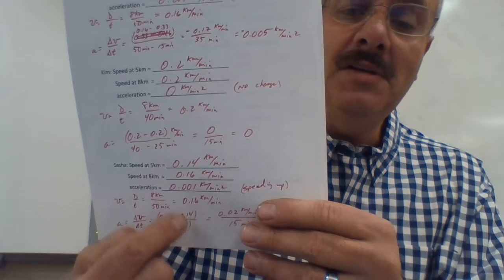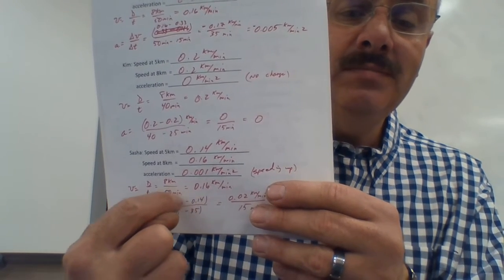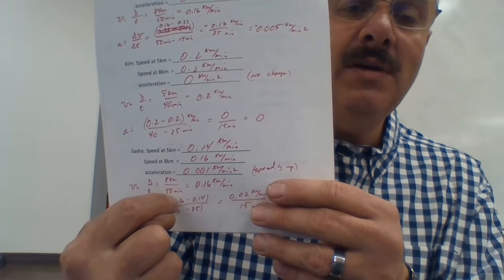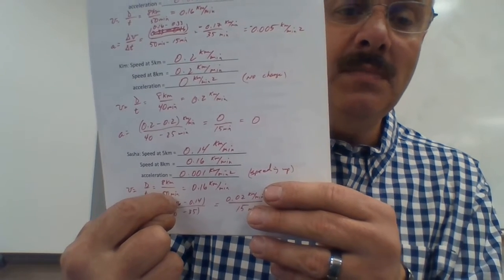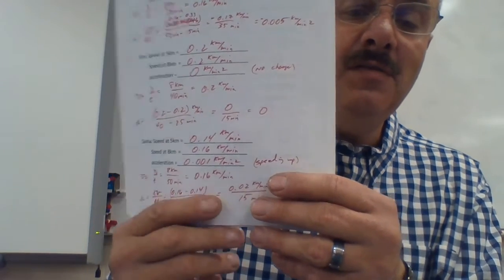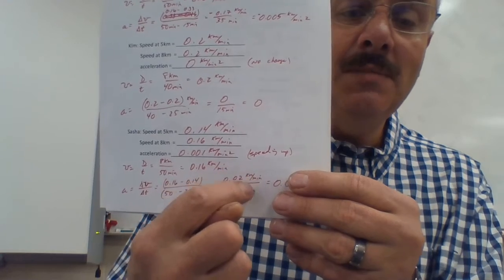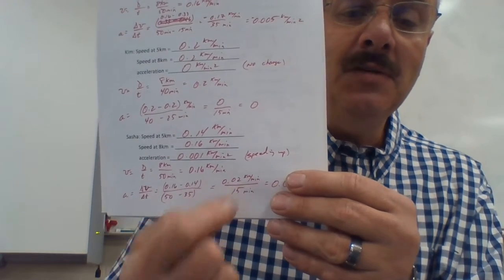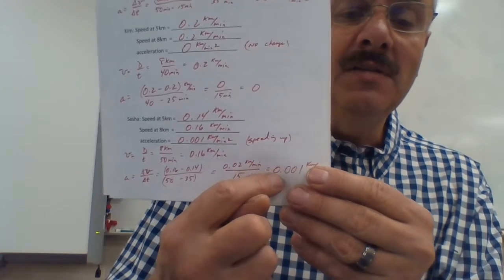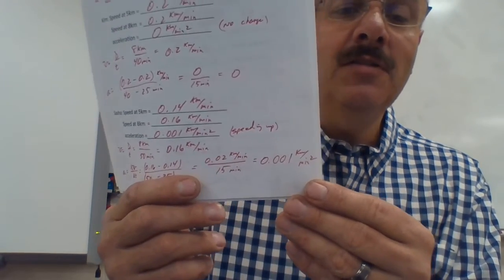Now let's figure out acceleration between the two times. So she started at 0.14 and then she went to 0.16. Did she speed up? Yep, she did. How long did it take her? Well, she started at 35, ended at 50 minutes. So we subtract those things. We get 0.02 kilometers per minute change in speed. Took her 15 minutes to do that. So her acceleration is 0.001 kilometers per minute squared.